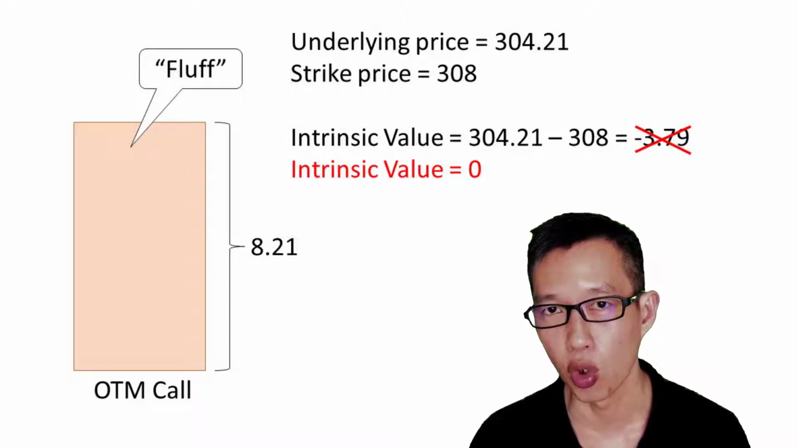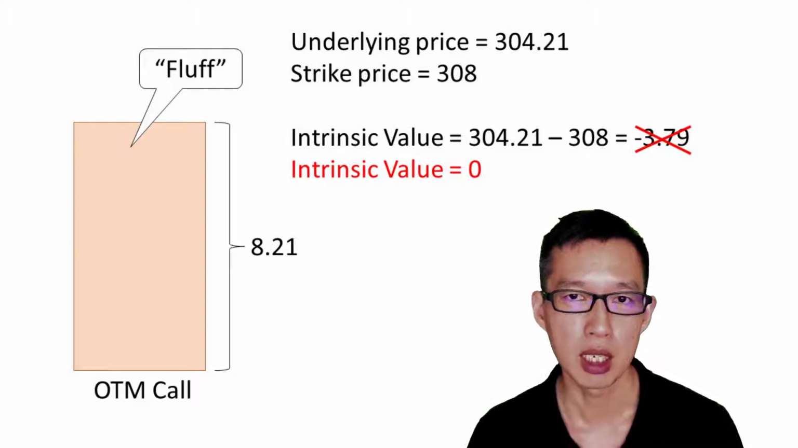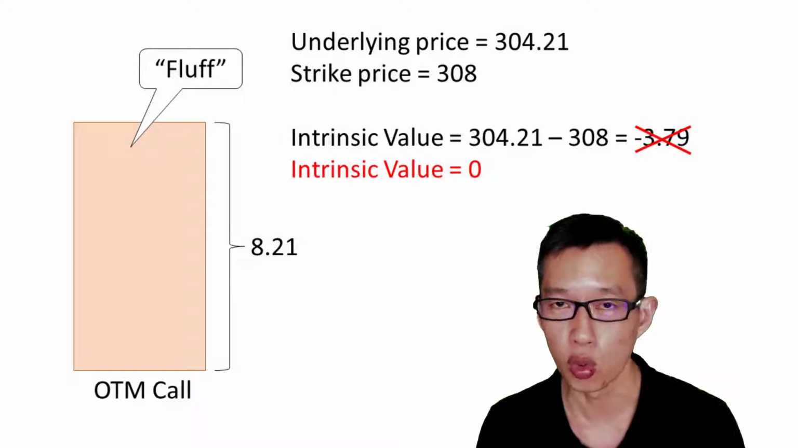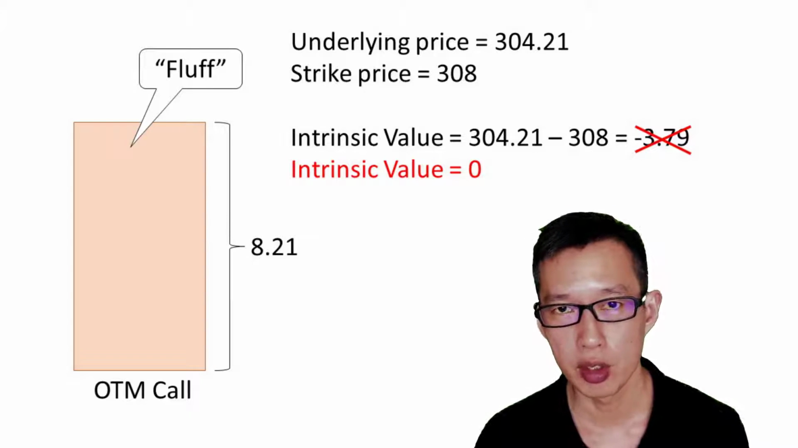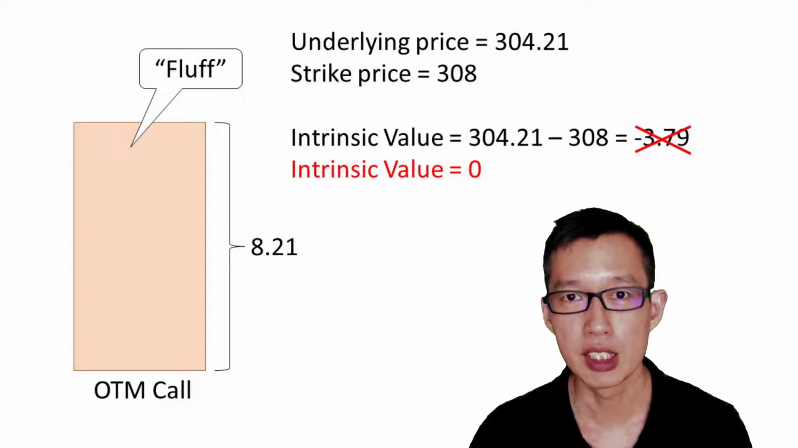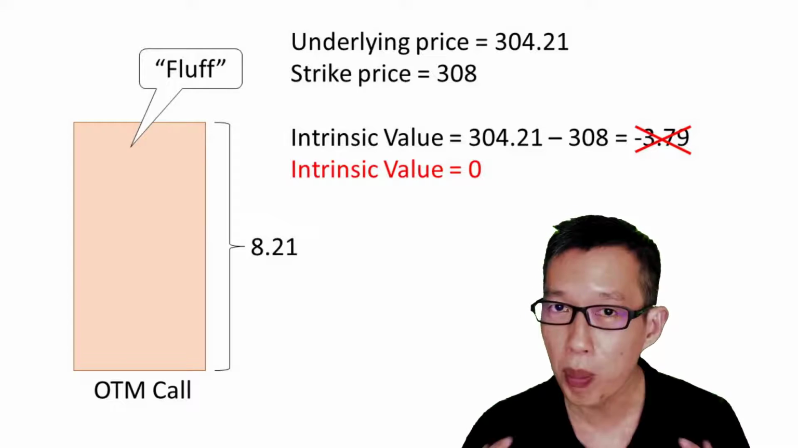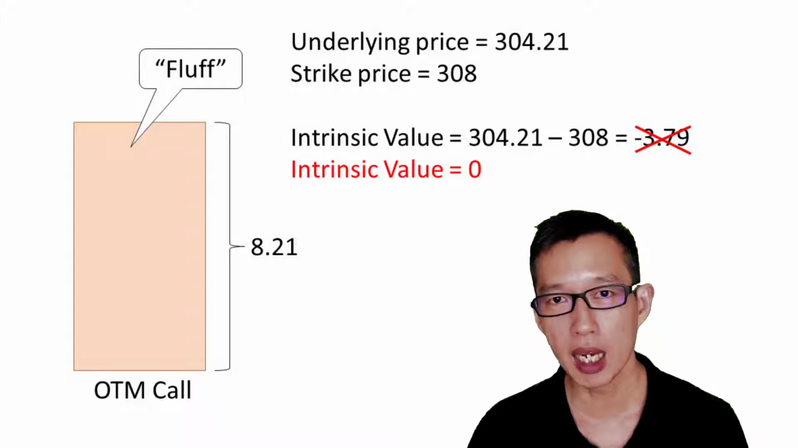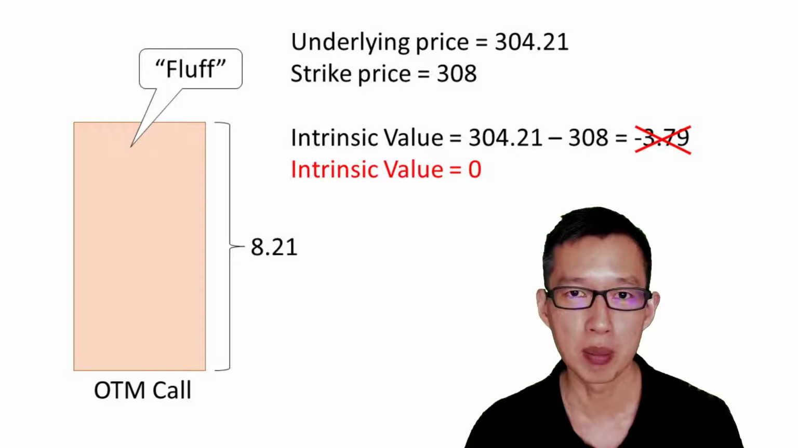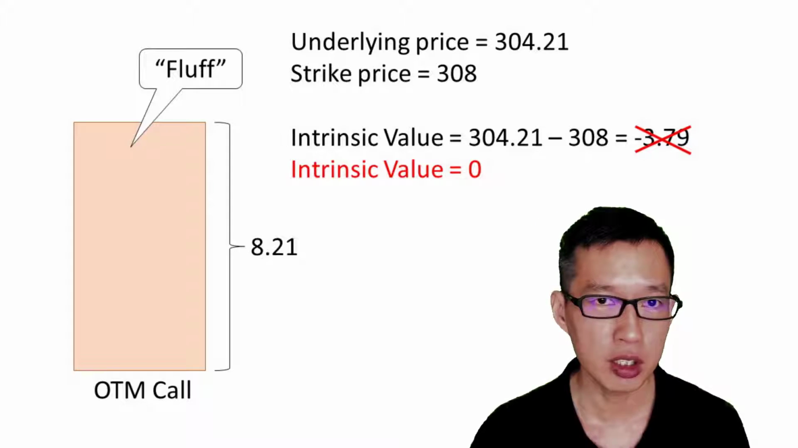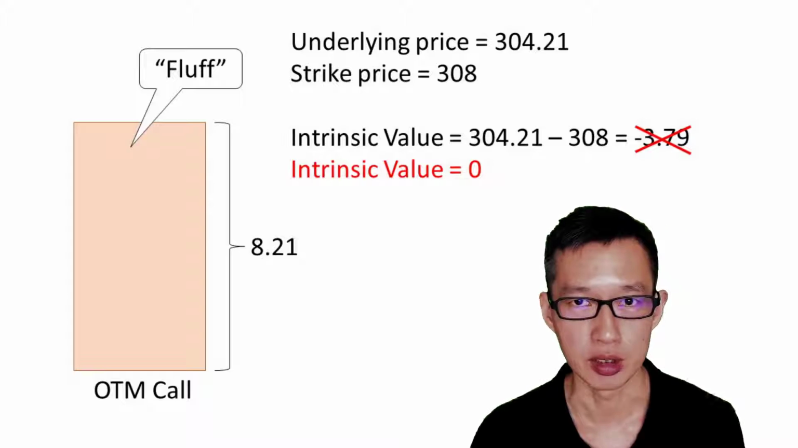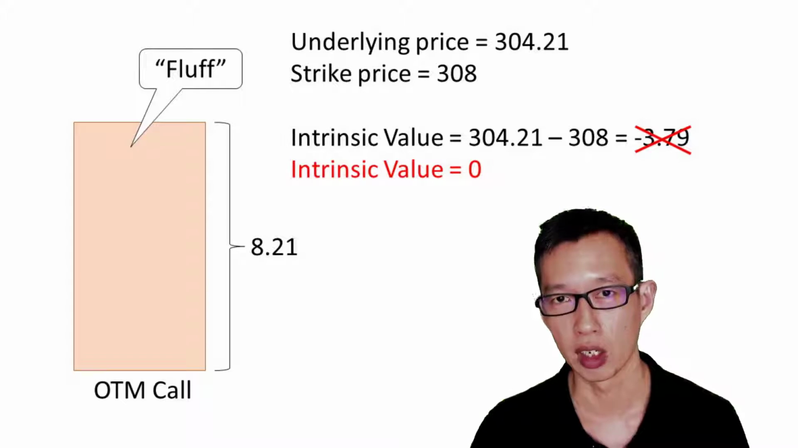Intrinsic values will only go to 0 because it doesn't make any sense for somebody to exercise their option only to sell it immediately at a loss. 100% of the value of an out of the money option is extrinsic. It is completely fluff. So buying out of the money options is completely buying on extrinsic value. You are buying hope, or you are buying on fear, or you're just buying on uncertainty. It is really no different from buying a lottery ticket.